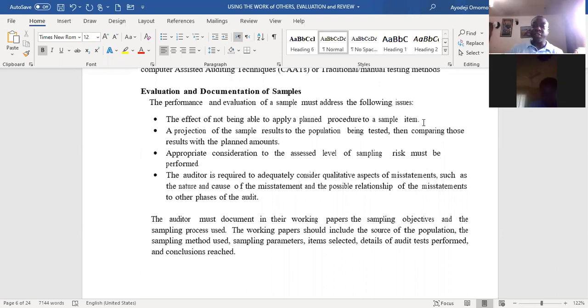A projection of the sample results to the population being tested. That means before you even start to test this population, you need to have a projection of what your results will likely be. So at the end of the day, you are going to be comparing the results with the planned amount. What were you expecting and what did you get? You must be able to document that we expected this, but based on this sample, this is what we have gotten.